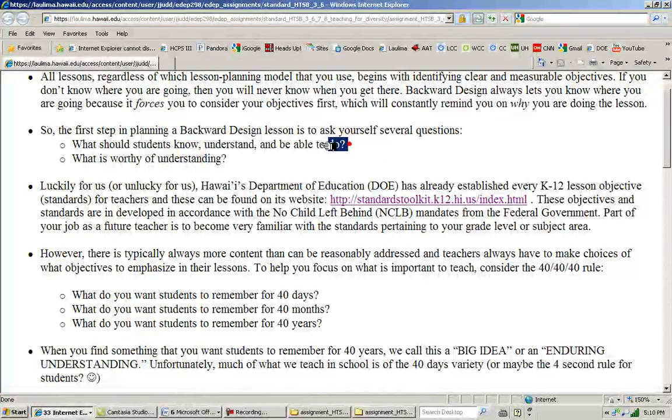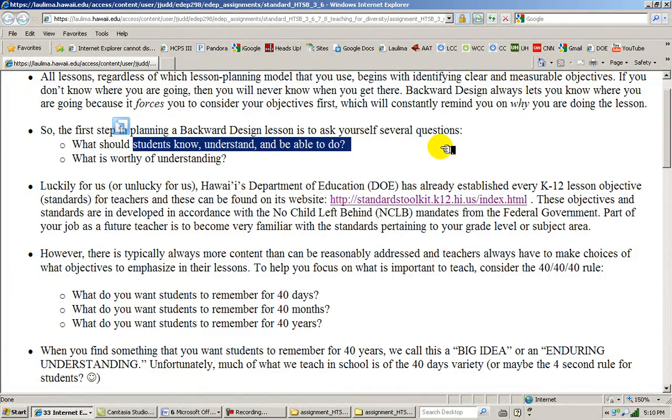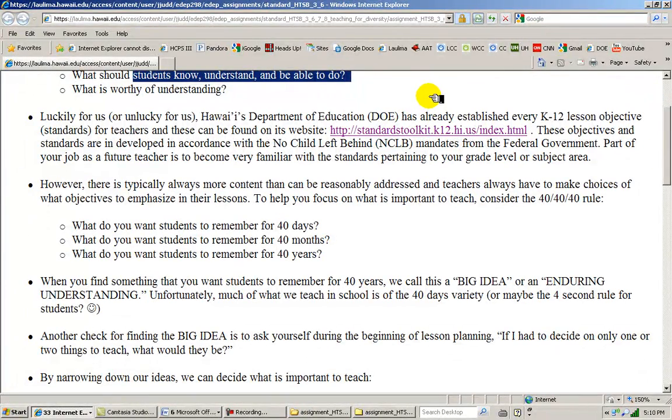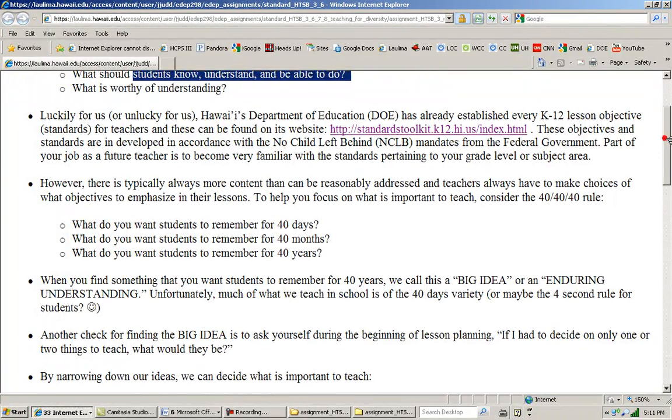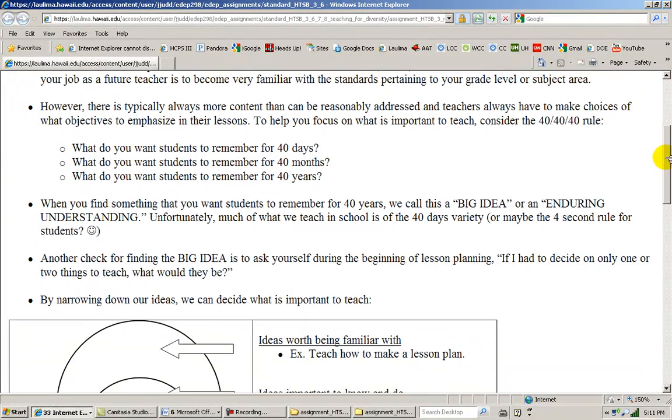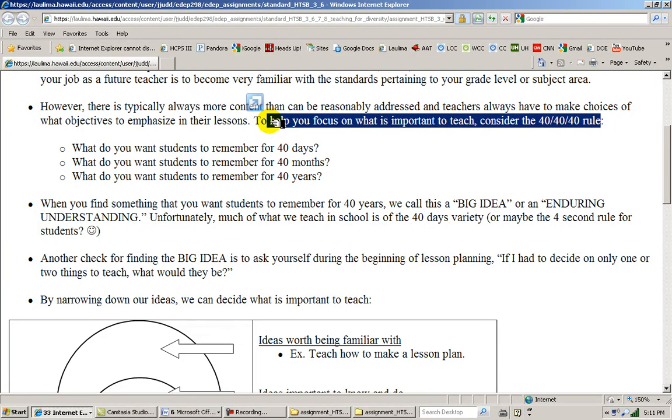So we want to ask ourselves, what do we really want our students to know, understand, and be able to do? Now, if you're a DOE teacher, or you want to be a DOE teacher, this has already been done for you through the HCPS III website, which you're probably familiar with, and it lists all the benchmarks that students in the DOE need to know. However, even with that choice done for us, we want to apply something called the 40-40-40 rule to help us really focus on what is important to teach.